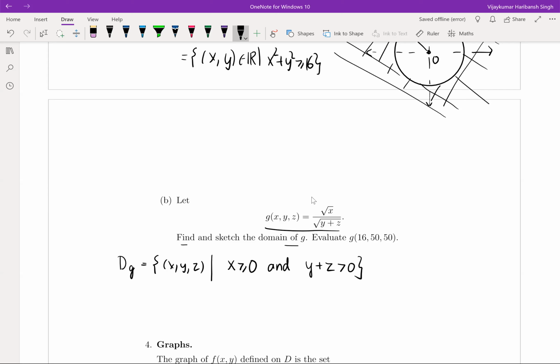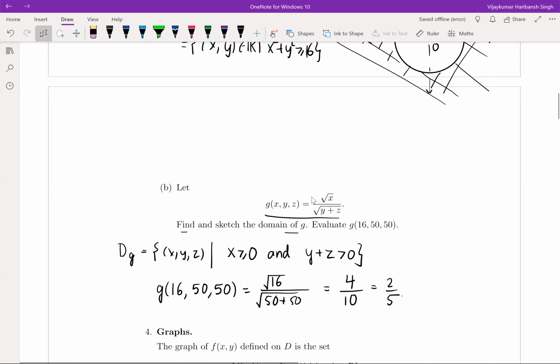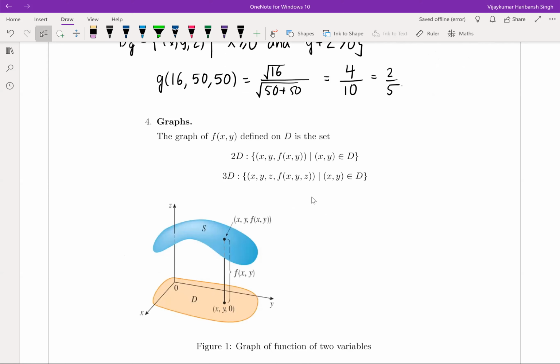Now, can we evaluate g of 16, 50, 50? That is going to be the square root of 16 divided by the square root of 50 plus 50. The square root of 16 is 4, and the square root of 100 is 10. That's 2 over 5. Okay. So now the idea is we want to sketch the graph of the function.